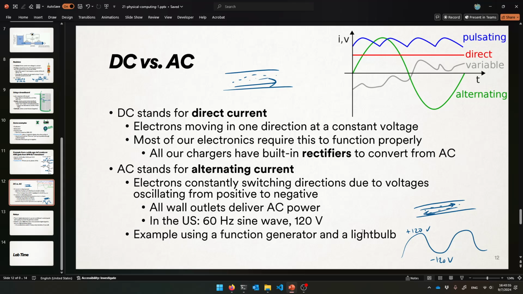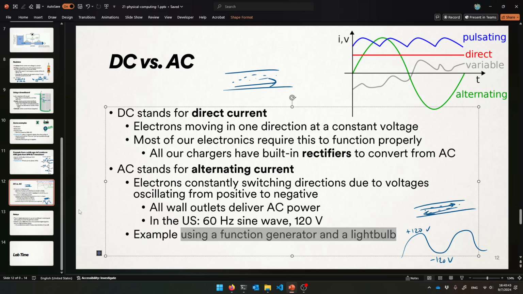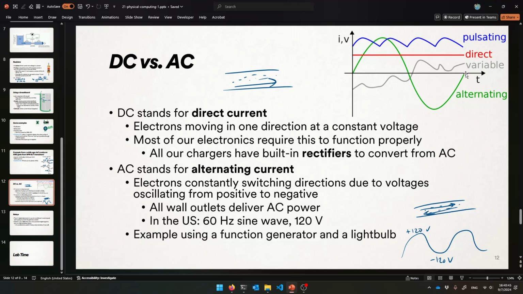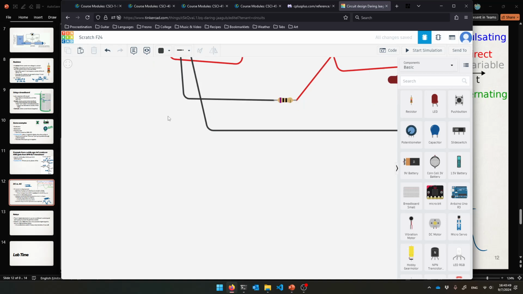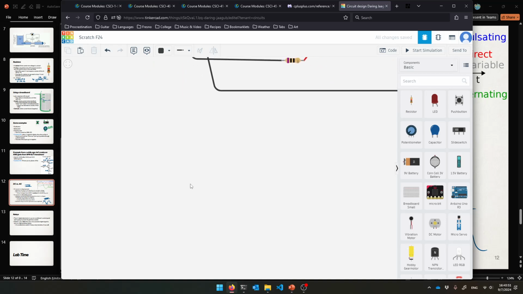So, yeah, let me show this to you, the difference. And, yeah, instead of a power supply, we'll use what's called a function generator, which is like a cooler power supply that can make alternating current happen. And we'll use just a normal light bulb. So here, let's scroll down and drag those guys out. So, where do I want to put that?